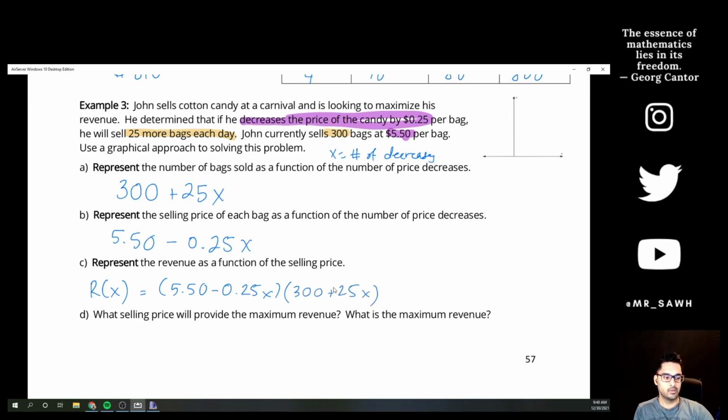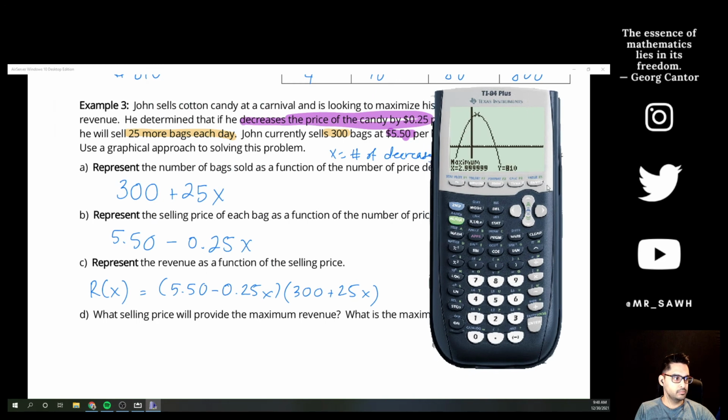And the order you make those brackets doesn't matter, right? For multiplication, the order is irrelevant. So I've got my expression. Now I'm just going to graph it. Okay, so y equals, clear it out, brackets, $5.50 minus 0.25x, so 300 plus 25x, close it, and then graph. And I don't know if I'm going to see too much.